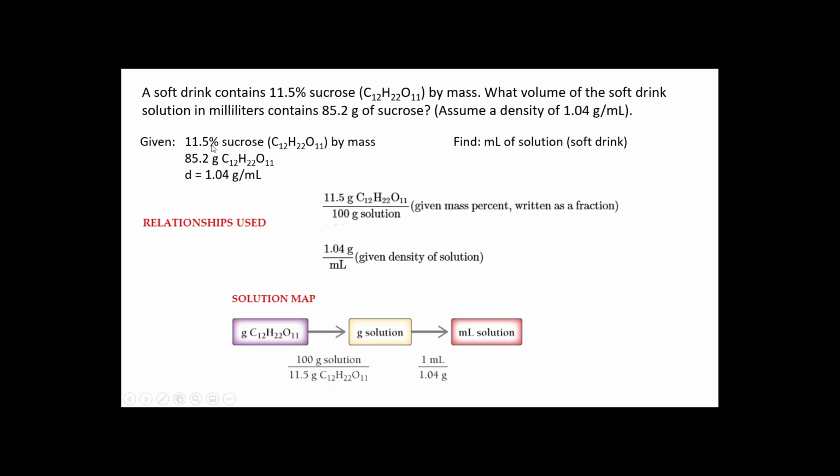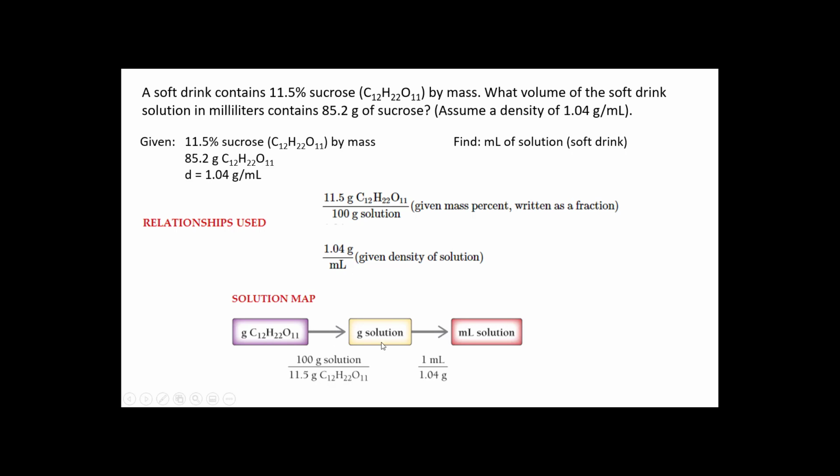So what are the relationships? Pull the relationships out that you know. This is 11.5 grams of sucrose over 100 grams of solution. We have density as 1.04 grams over mils. Now how you go in the stepping stone will tell you how you need to orient these into fractions. So here we start out with the grams of sucrose. So that's not really going to help us.